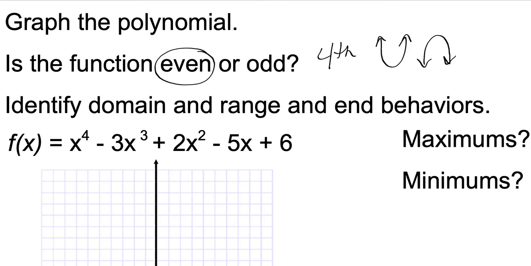To figure out which one it's going to be, you look at your leading coefficient, which is a positive 1 here. So we know it's going to look like this, okay? It'll be a 4th degree polynomial that looks like a parabola going up, or it has end behaviors going up, okay? We're going to graph this, identify domain and range, maximums and minimums.